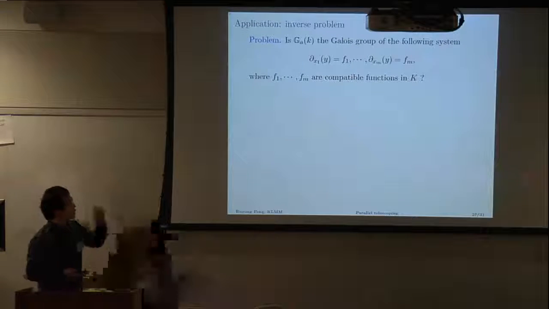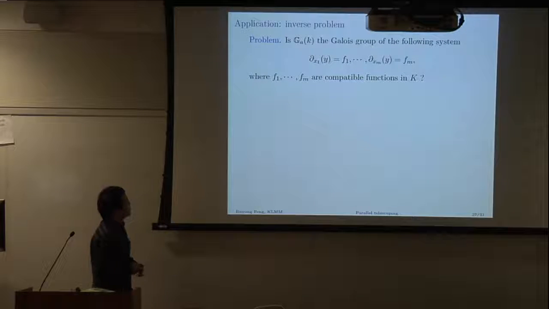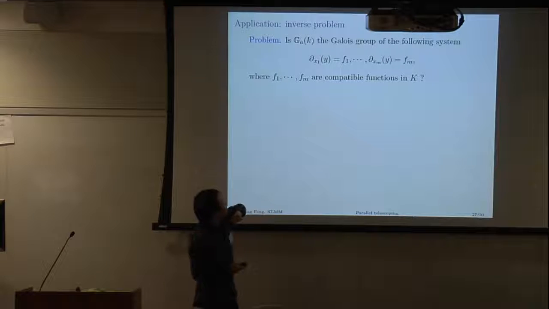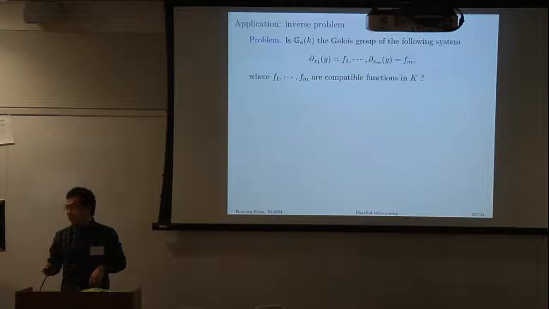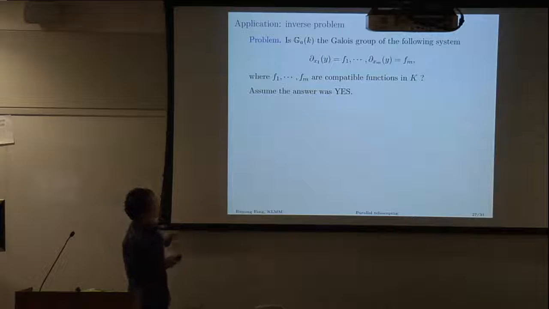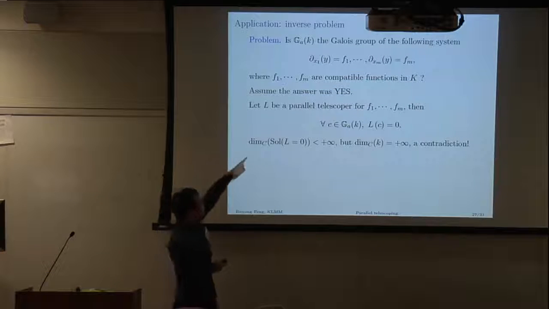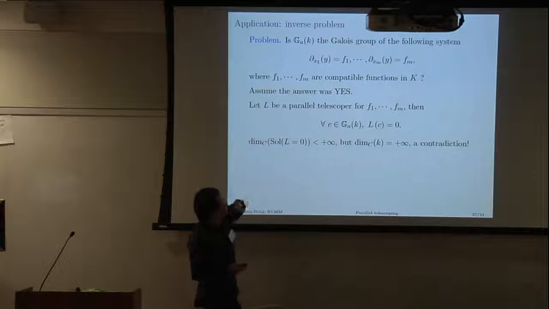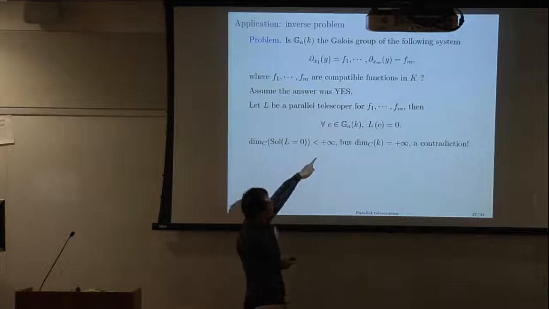Yes. Now the inverse problem: is the additive group GA(K) the Galois group of the following systems? Assume that the answer was yes. Then let L be a parallel telescoper for the coefficients of it. Then we have that for any element C in this additive group, we have L(C) is zero.